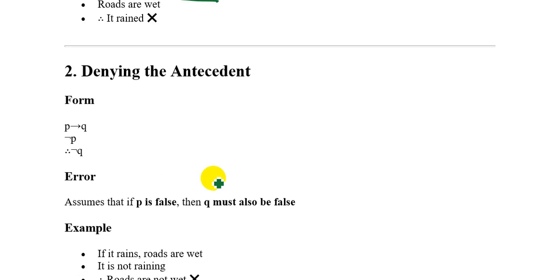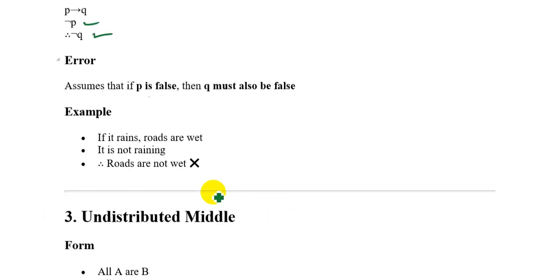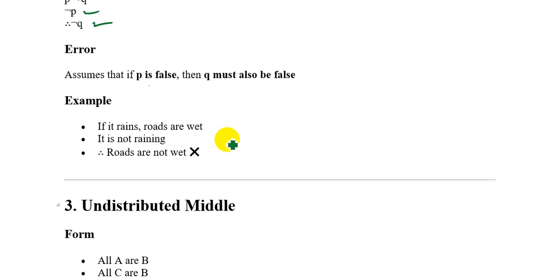Second is denying the antecedent. If P then Q, now instead of affirming the antecedent, we are denying the antecedent here. So not P, therefore not Q, because you have to deny both. It assumes that if P is false, then Q must also be false. It will be clearer by looking at an example. If it rains, roads are wet. Now we deny the antecedent: it is not raining, therefore roads are not wet. But roads could be wet due to multiple reasons.